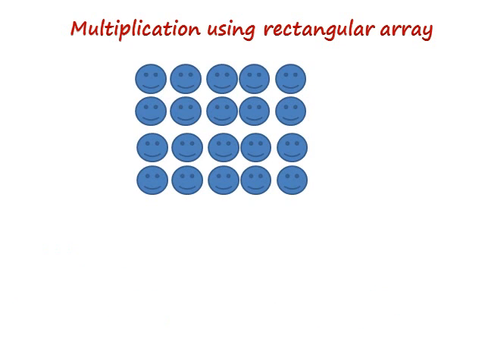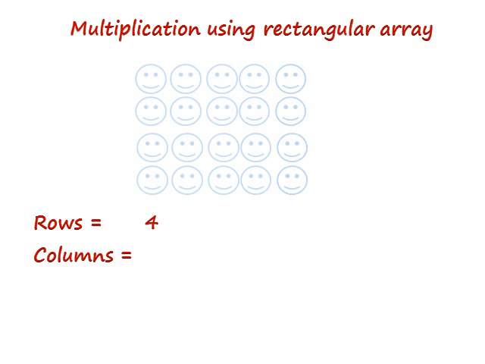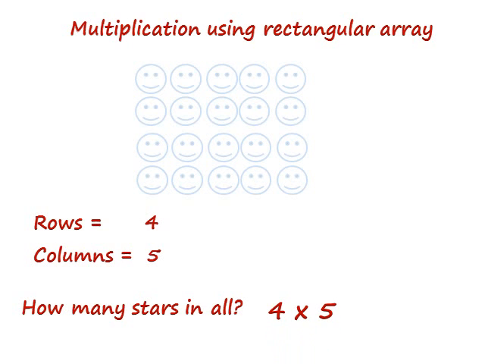Another one. How about these smileys? Okay, how many rows do we have? So let's count the rows. 1, 2, 3, 4. Okay, so there are 4 rows. How many columns do we have? 1, 2, 3, 4, 5. So we have 5 columns. So now the question is, how many smileys do you have? I did write stars, but that should be smileys. So you just have to multiply the number of rows times the number of columns, and that'll be 20.